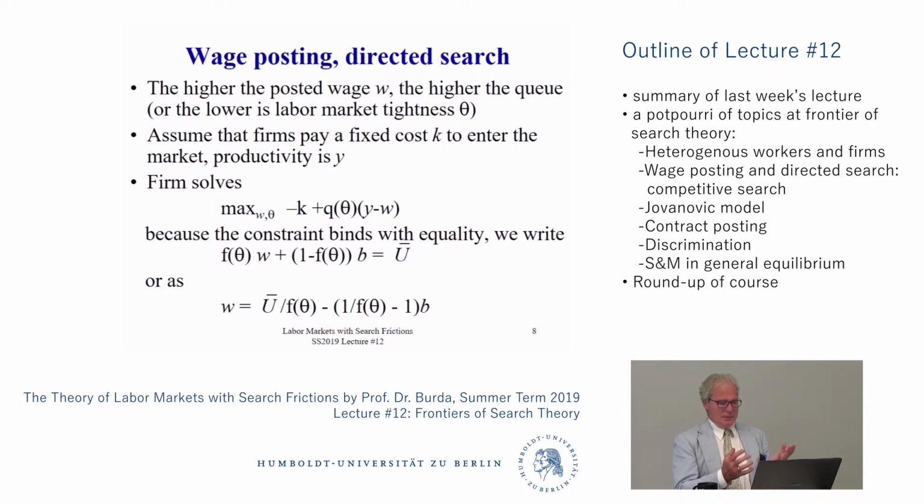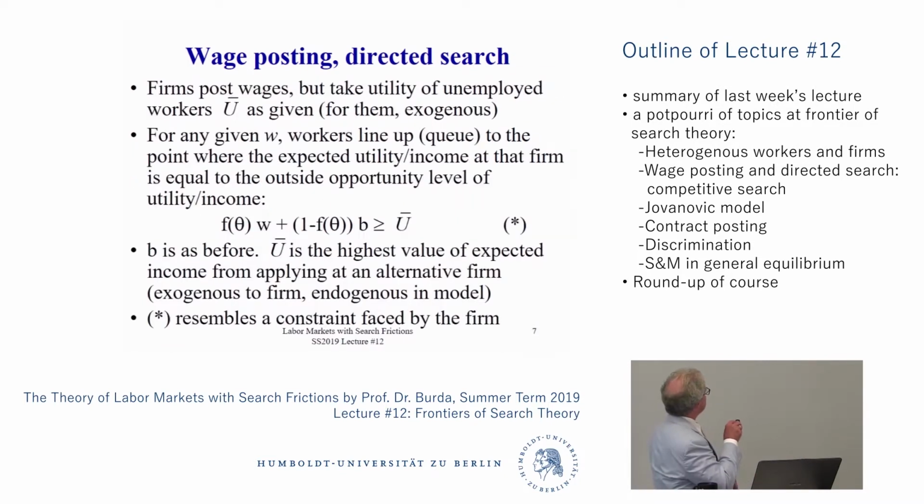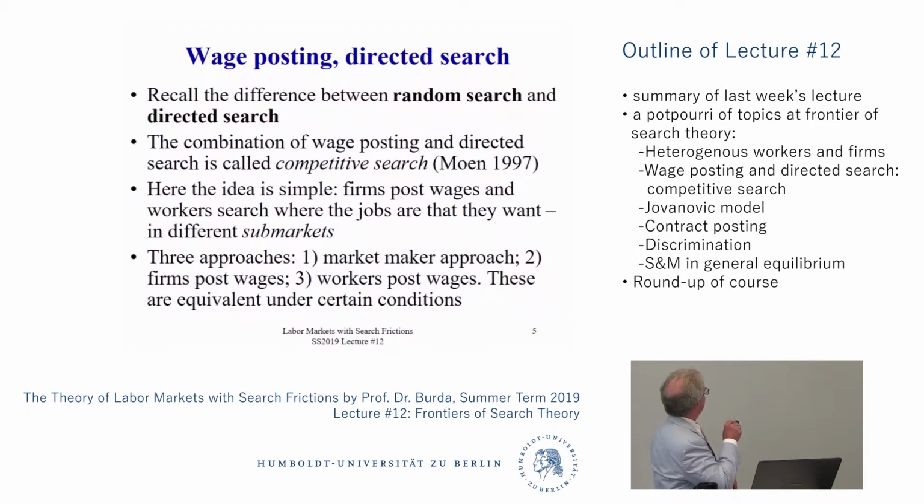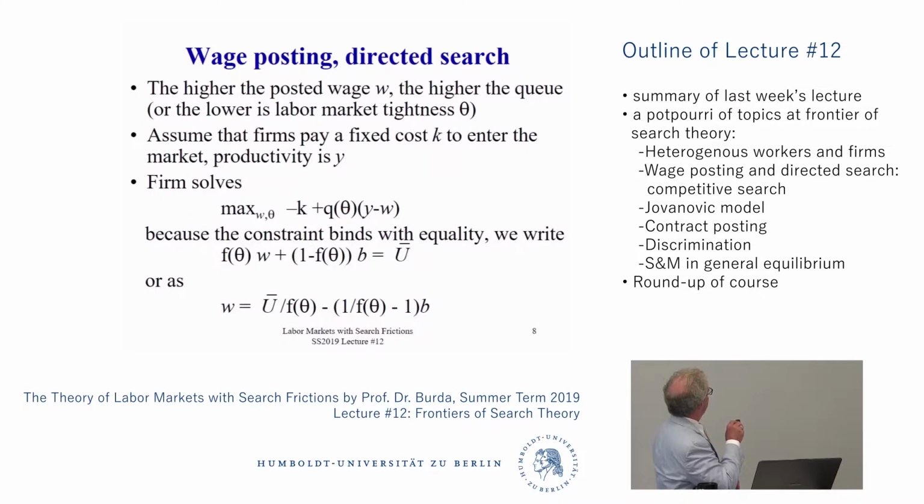Okay, and all you have to do is add a little cost for the firm. The firm can't do this costlessly, otherwise it wouldn't be an equilibrium. So the firm has to pay K to play, and then you ask, what's the zero profit condition given optimal behavior by the firm? Okay, so the firm solves this maximization problem. So you can think of the firm as choosing the wage and the tightness subject to the constraint.